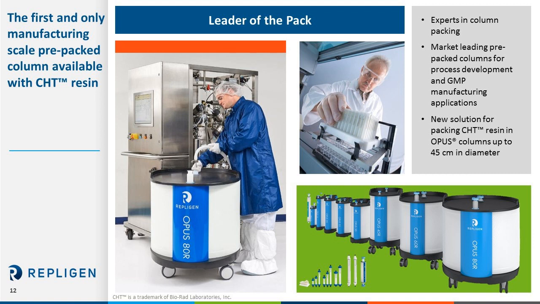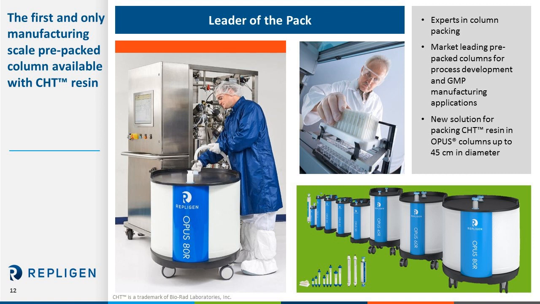Okay, great. And as a reminder, if you just type in your questions to the chat window, I can ask them to Fletcher. So the first question is, are there OPUS columns less than 5 centimeters internal diameter which are available pre-packed with CHT?